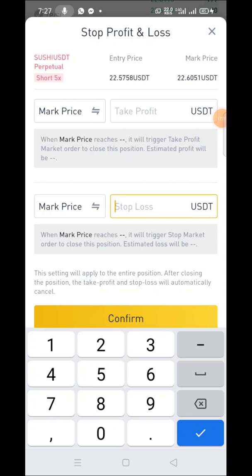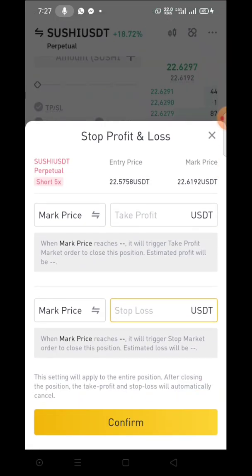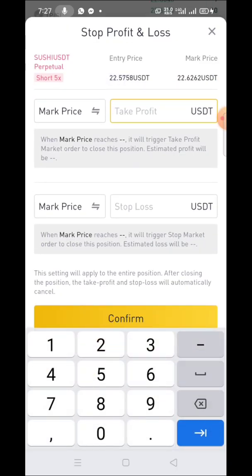Okay, let me just briefly talk about the stop loss. Now let's use the buy order so that we understand this stop loss. I entered the trade when it was 22.5, and let's say this is a buy. Sometimes I like using the buy to explain this stop and take profit.